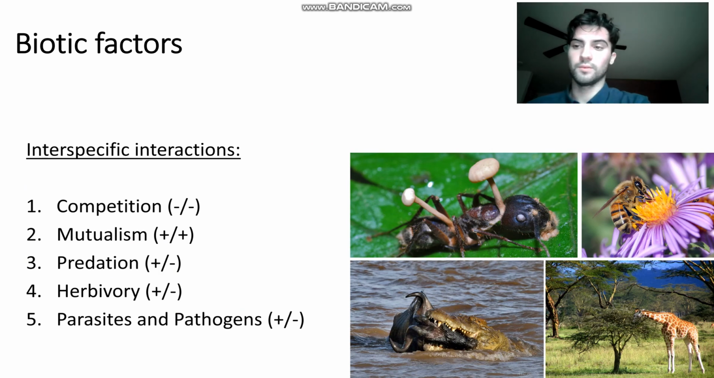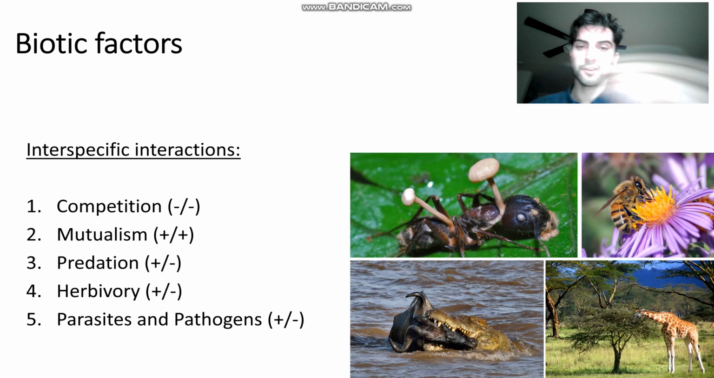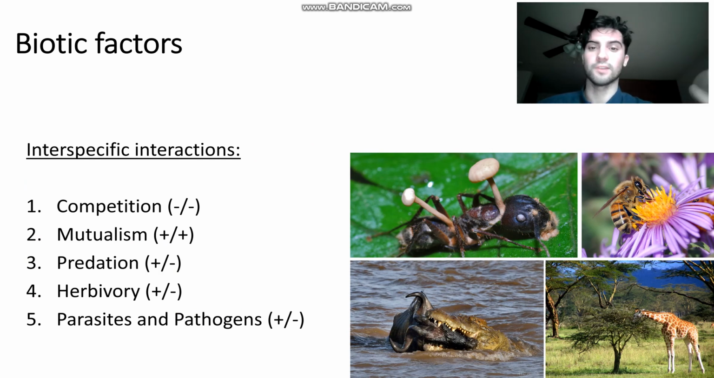So we saw the abiotic factors: light, gravity, temperature, the chemicals. So now let's look at biotic factors. As we said, ecology is the study of interaction of organisms, be it with the environment or with other organisms. So we have biotic factors. The way that these organisms interact with each other will make them have a different ecology.